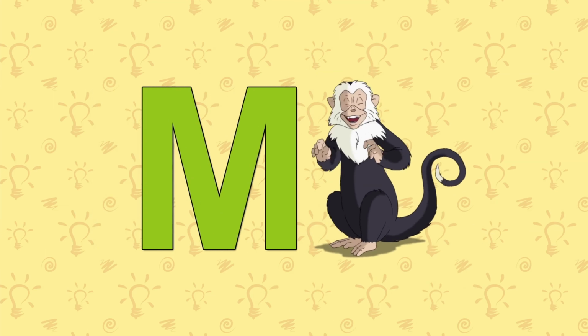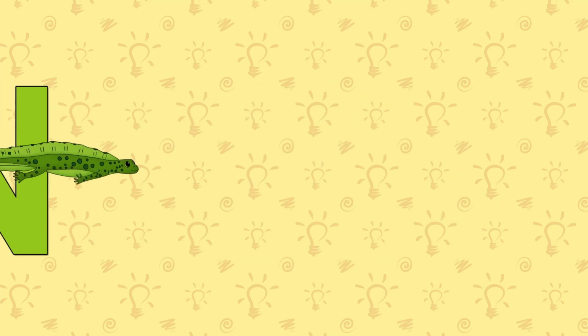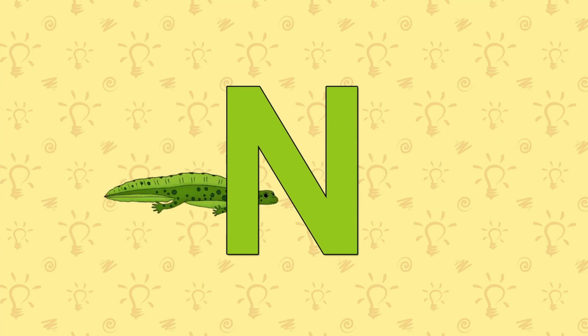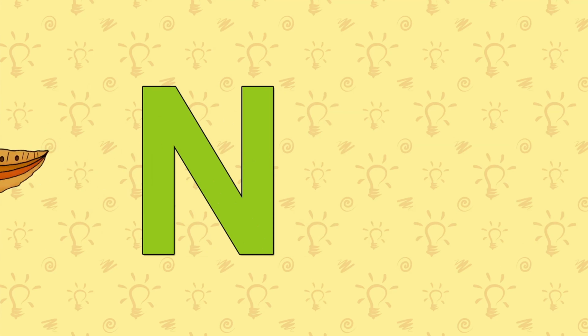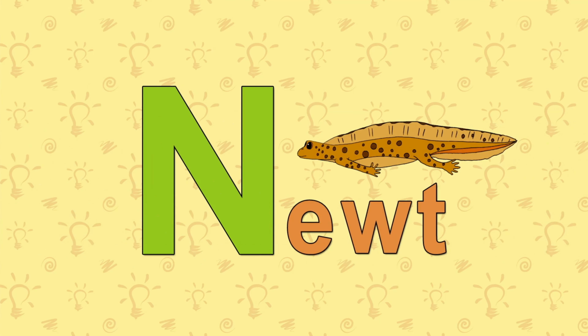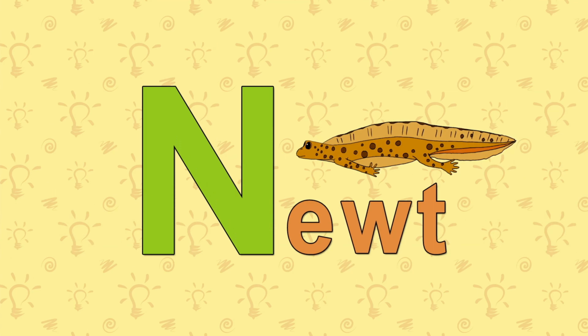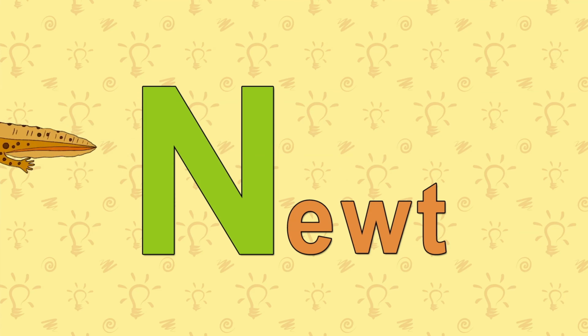Very good. Children, this is alphabet N. N for newt. Say after me. N for newt. Let's repeat. Once again. N for newt. Very good.